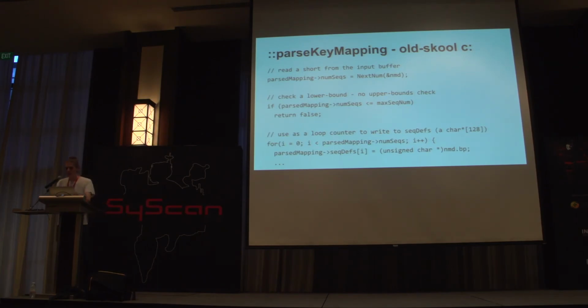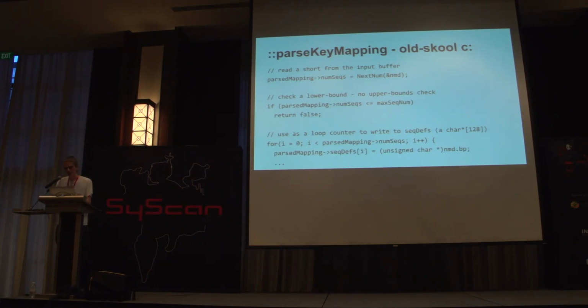So the next num function is reading shorts from your controlled data buffer. You can see here on the first line, we're just reading a short into num sequences. Then there's some bounds checking, except this is kind of checking the wrong way. This is checking that the num sequences value is not less than or equal to an upper bound. If it's less than max sequence number, then we fail. There is no upper bounds check.